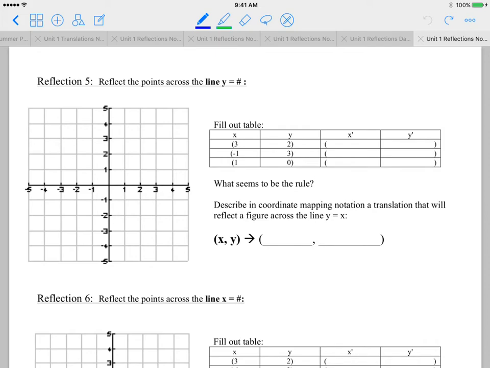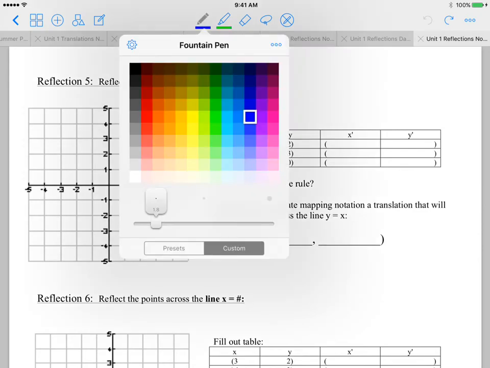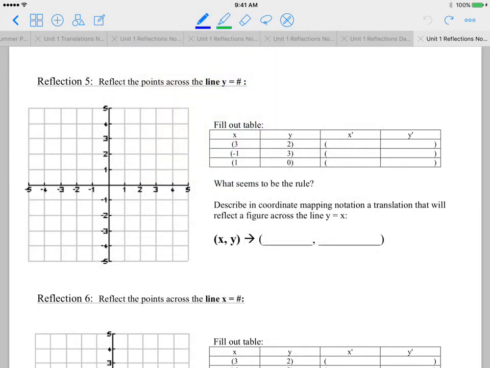All right, so let's say y equals, where do you want to go? Let's stay away from anything that's not involved. Let's say y equals negative 1. So we're going to reflect across the line y equals negative 1.